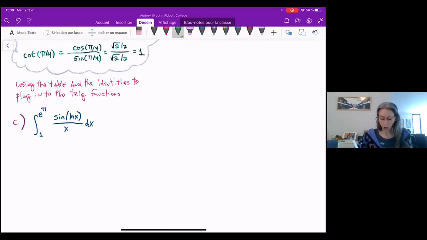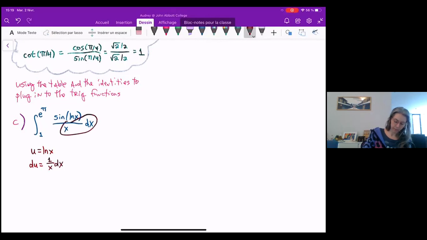Here, a good u is going to be the thing inside that trig function. I also know the derivative of ln x is 1 over x. So u is ln x, du is 1 over x dx. That's my du. So this is my substitution.